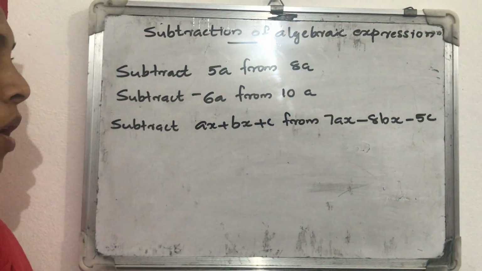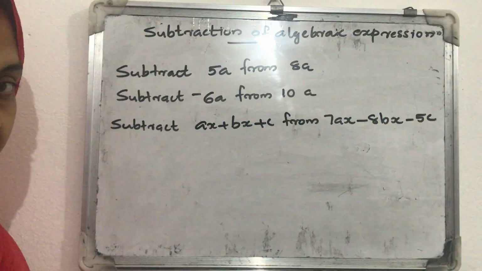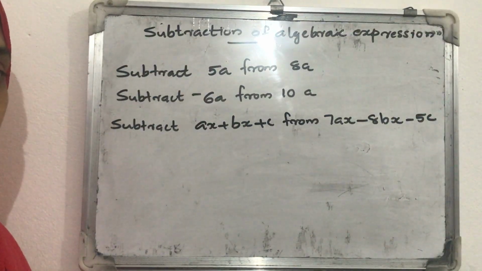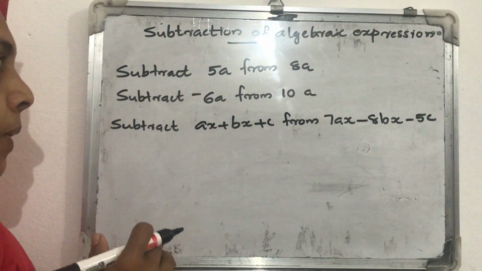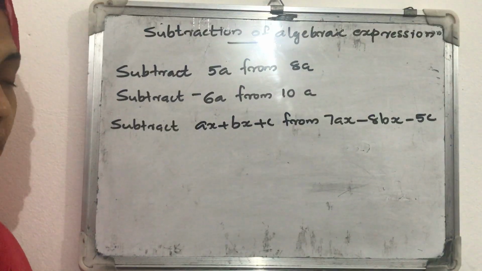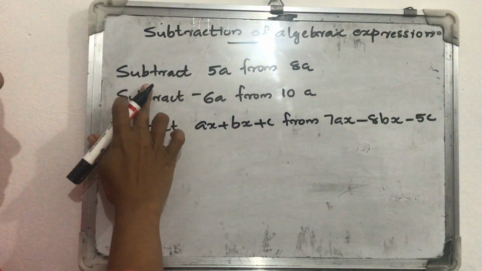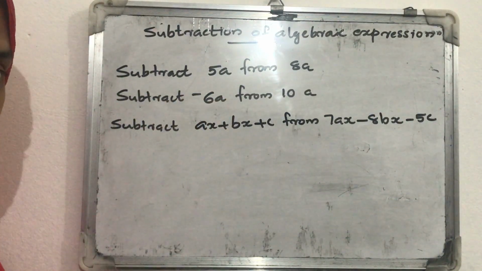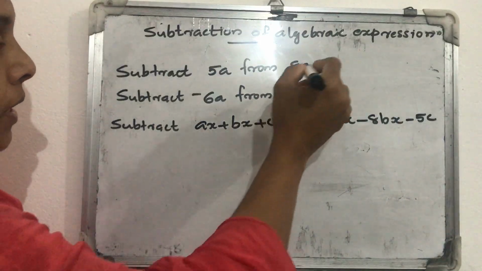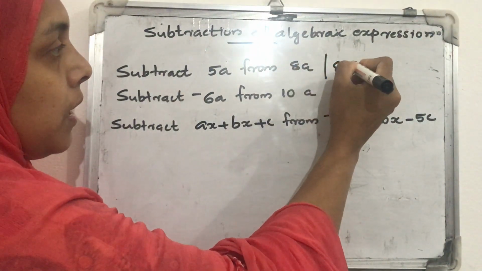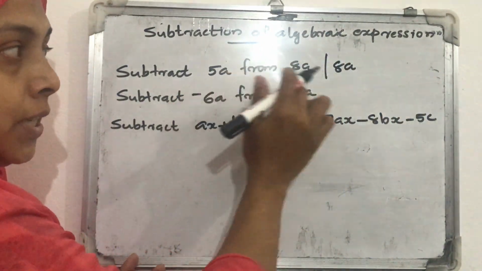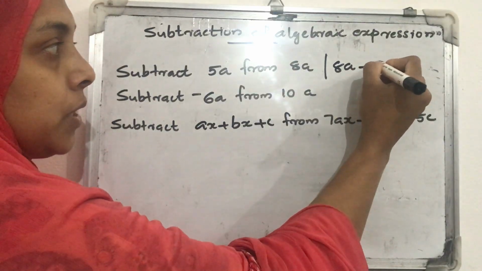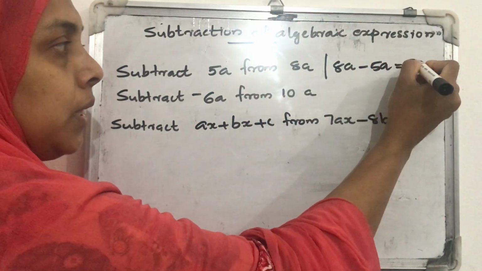Today we will discuss how we subtract algebraic expressions. If it is a monomial, it is very easy. When we subtract a monomial from another monomial, it will be very easy. Let's subtract 5a from 8a. So what will be the expression? We can write it as 8a, and from 8a we are subtracting 5a. 8a minus 5a, we will get 3a.